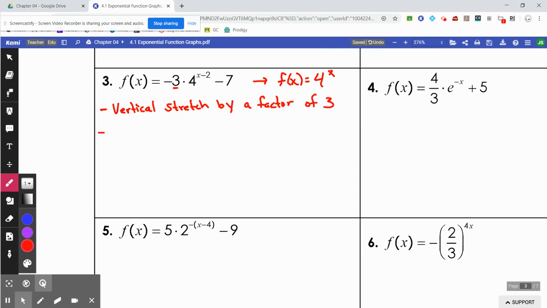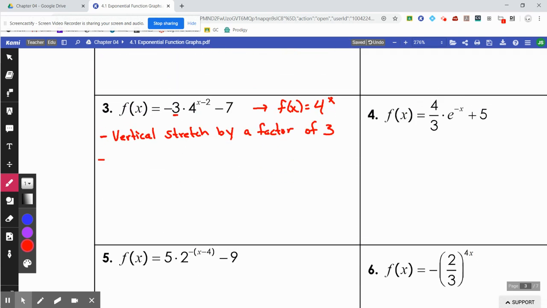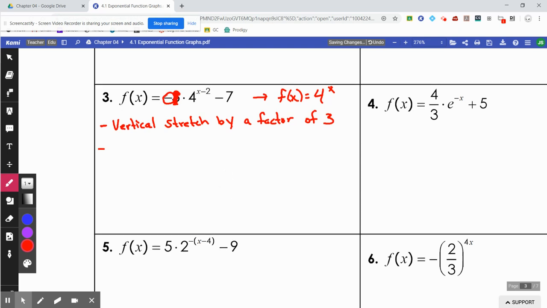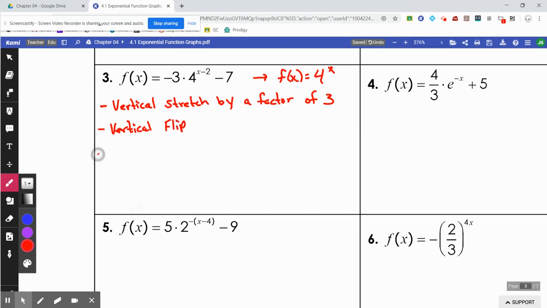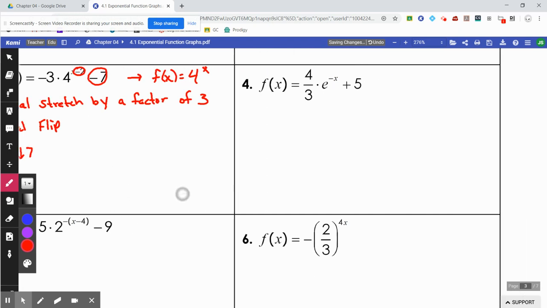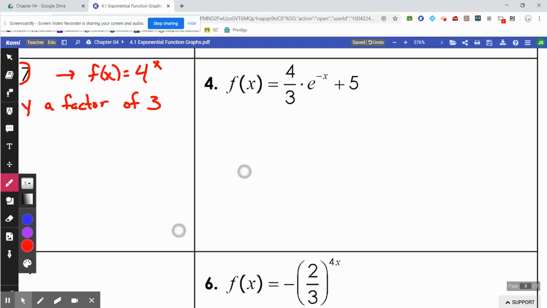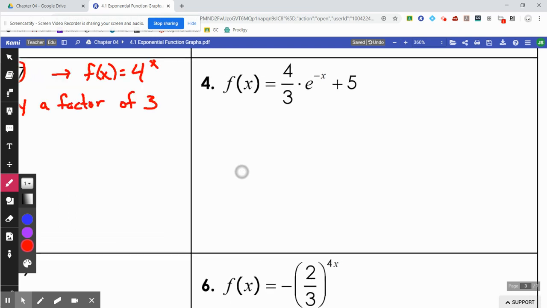Next up, let's do all of our flips. So the 3 was what stretched it. If you get rid of it, the negative is what's going to flip it. And again, since it is on the outside with that 3, it's not on the inside with that x value, this will also be a vertical flip. And that would be up and down, across the x-axis. Then your last two transformations will be this minus 2 and minus 7. The minus 2 actually moves it right 2, and the minus 7 moves it down 7. It does exactly what it says it's going to do. Now the minus 2, again, since it's on the x, it works backwards.